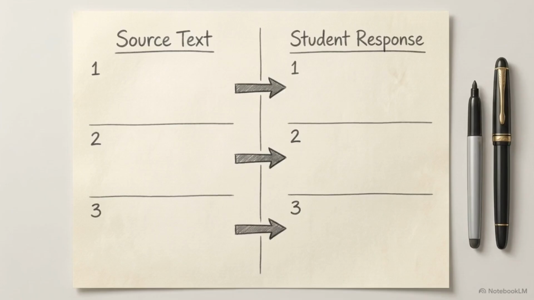The first obstacle is the chronology trap. This happens when you sequence your response in the exact same order as the original source text. A high-scoring response dictates its logical flow.